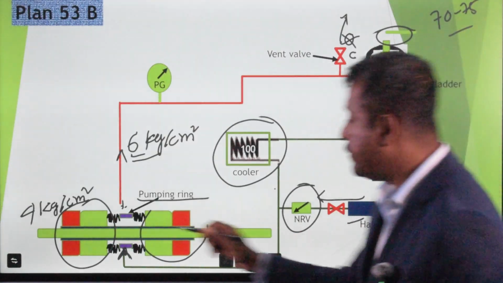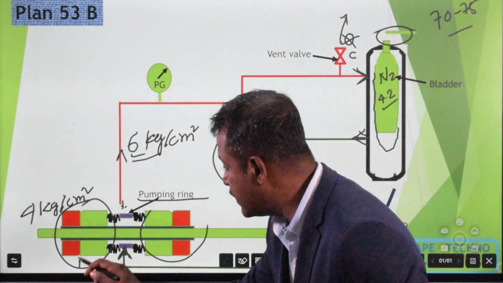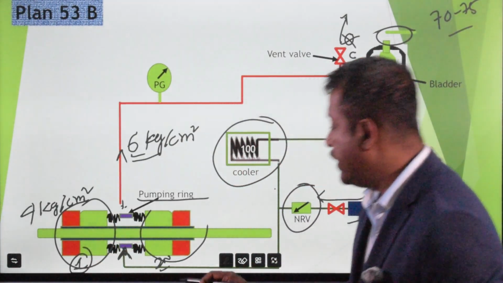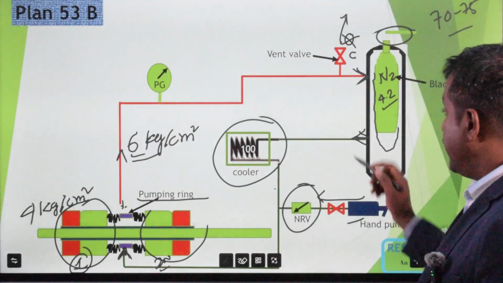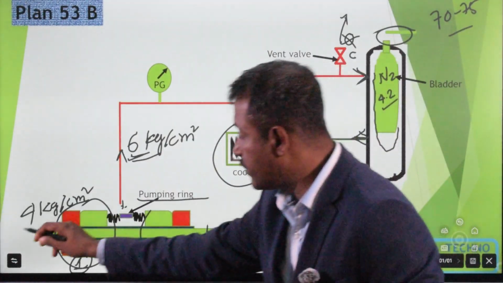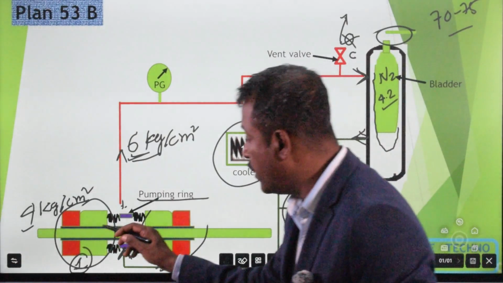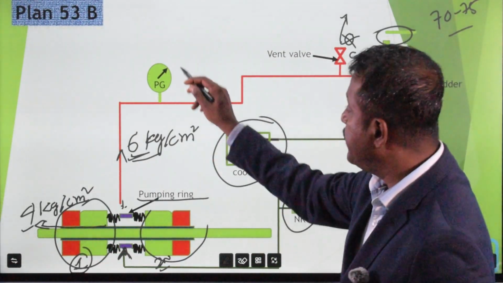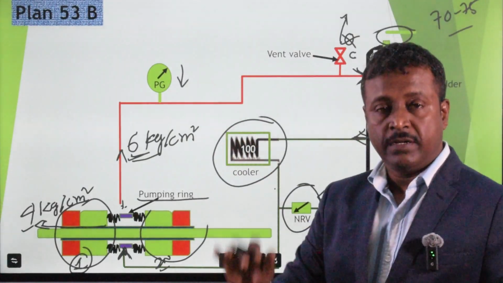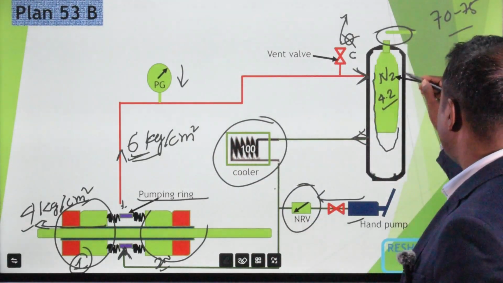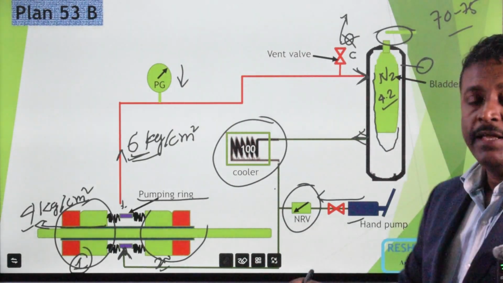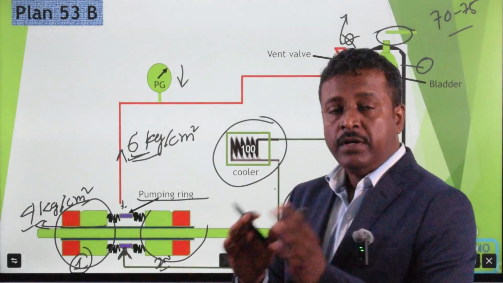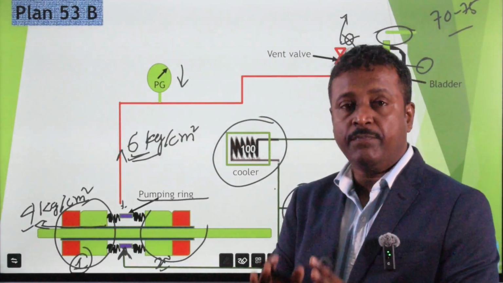Now, what will happen if the primary seal is leaking? This is primary, this is secondary. If the primary seal leaks, since the barrier liquid pressure is more than your stuffing box pressure, the barrier liquid goes to the pump. So what will happen? The PG shows less pressure, and the pressure switch also indicates there is a pressure drop. By these two indications, we confirm that there is a primary leak.